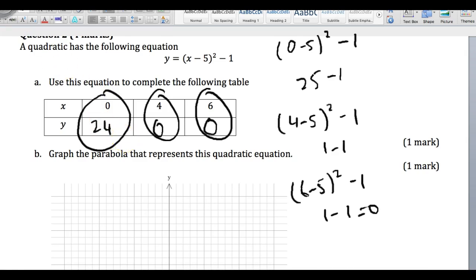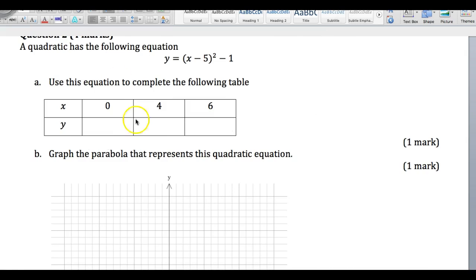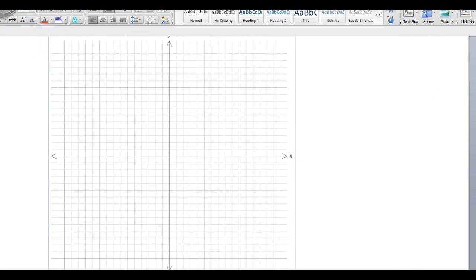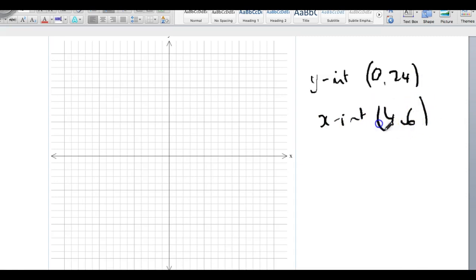Okay, so let's see if I can remember that. I don't think I can. Oh, and now I have to draw it. Okay, so 24, 4, 6. So 24, so our y-intercept is at (0, 24), and our x-intercepts were at 4 and 6, weren't they? Oh, look at me rushing. What am I doing? Should be 0, sorry, and 6.